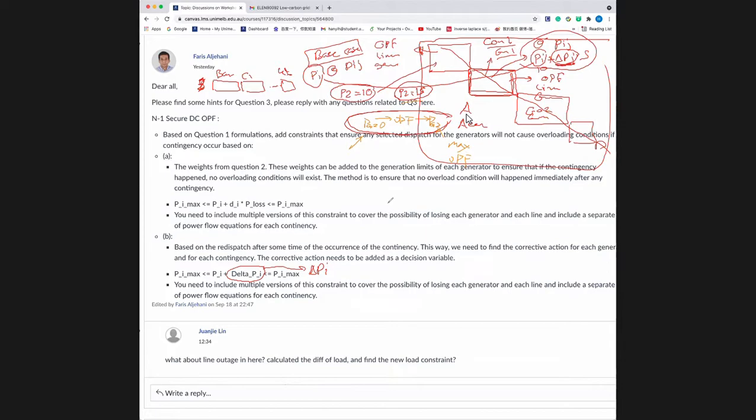What about the line outage cases? This includes the line outage. Oh, this includes line outage as well, right? Yeah, because I said you have 48 contingencies.